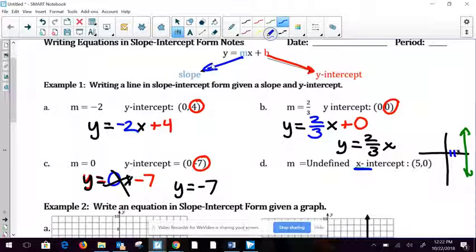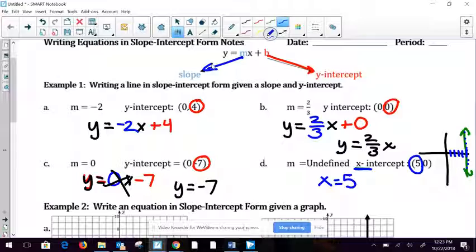So 1, 2, 3, 4, 5. This is 5. No matter what dot I pick on this line, what is x equal to? Right, it's equal to 5. So our undefined slope is the only line that instead of writing y equals, we write it as x is equal to. And what is that number in the x position? Great, it is a 5. So that's how you enter your slope and y-intercept into slope-intercept form.